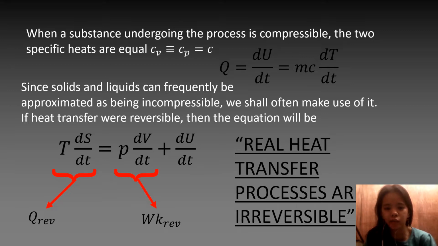If heat transfer were reversible, then the equation would be T ds/dt = P dv/dt + du/dt. This might suggest that Q can be evaluated independently for inclusion. However, it cannot be evaluated using T ds because real heat transfer processes are all irreversible.